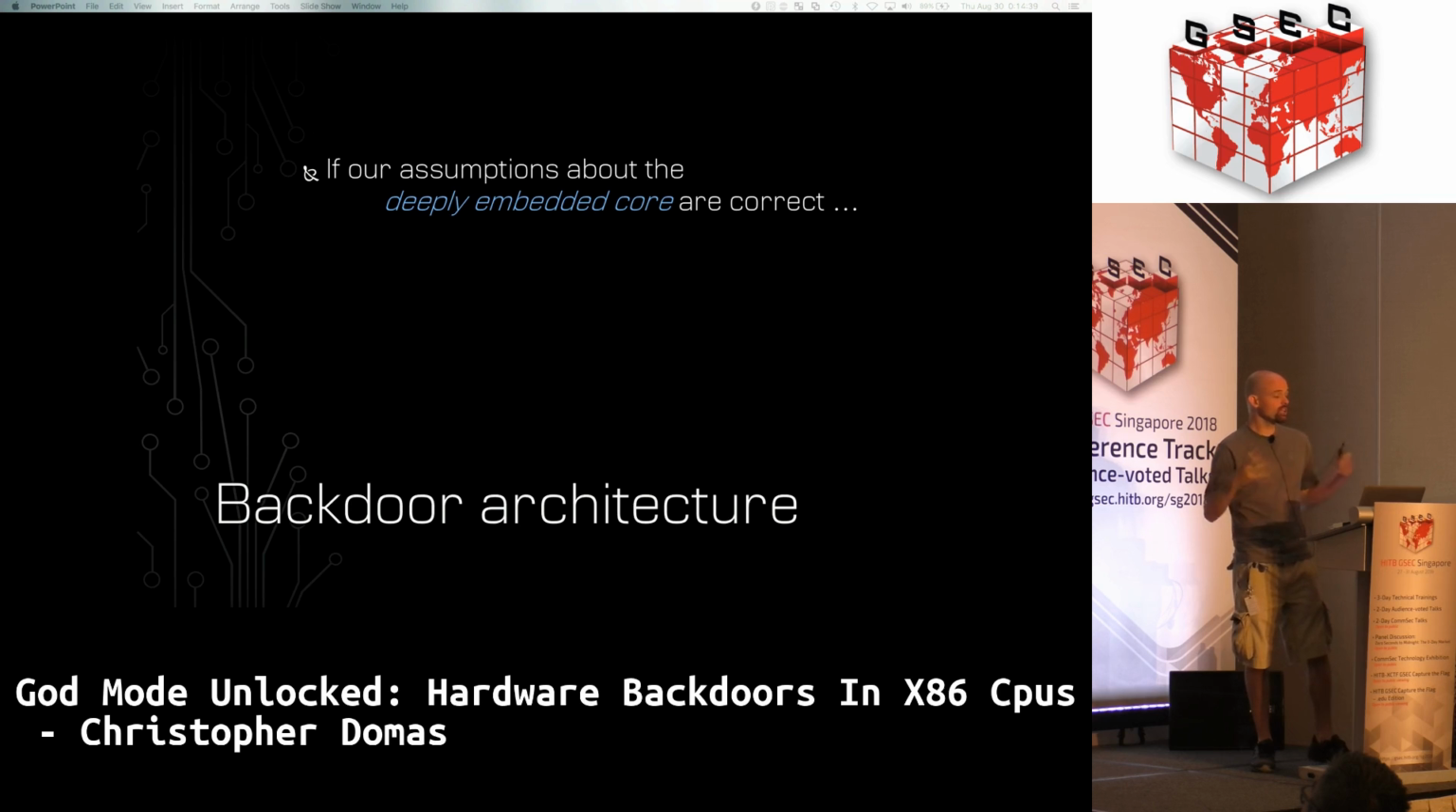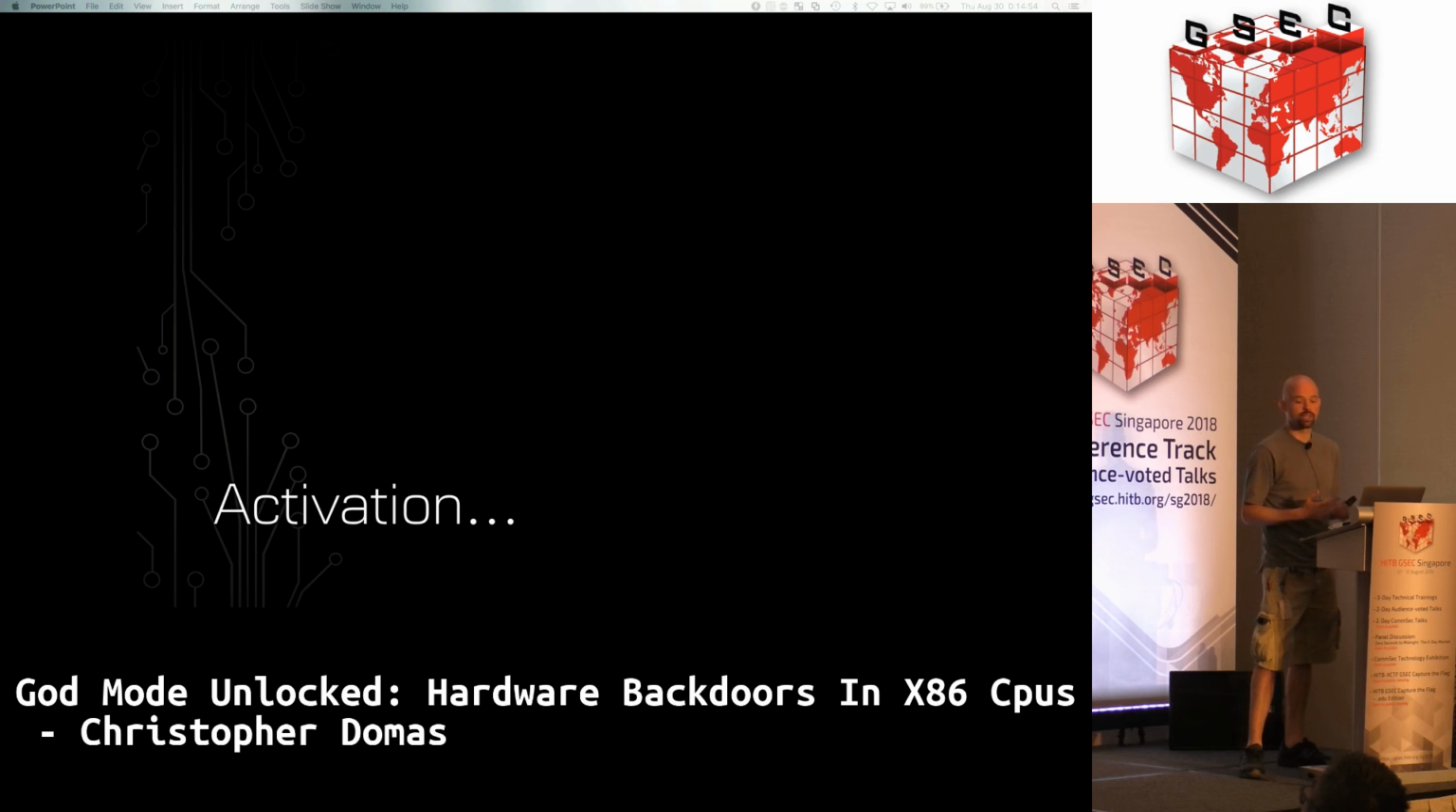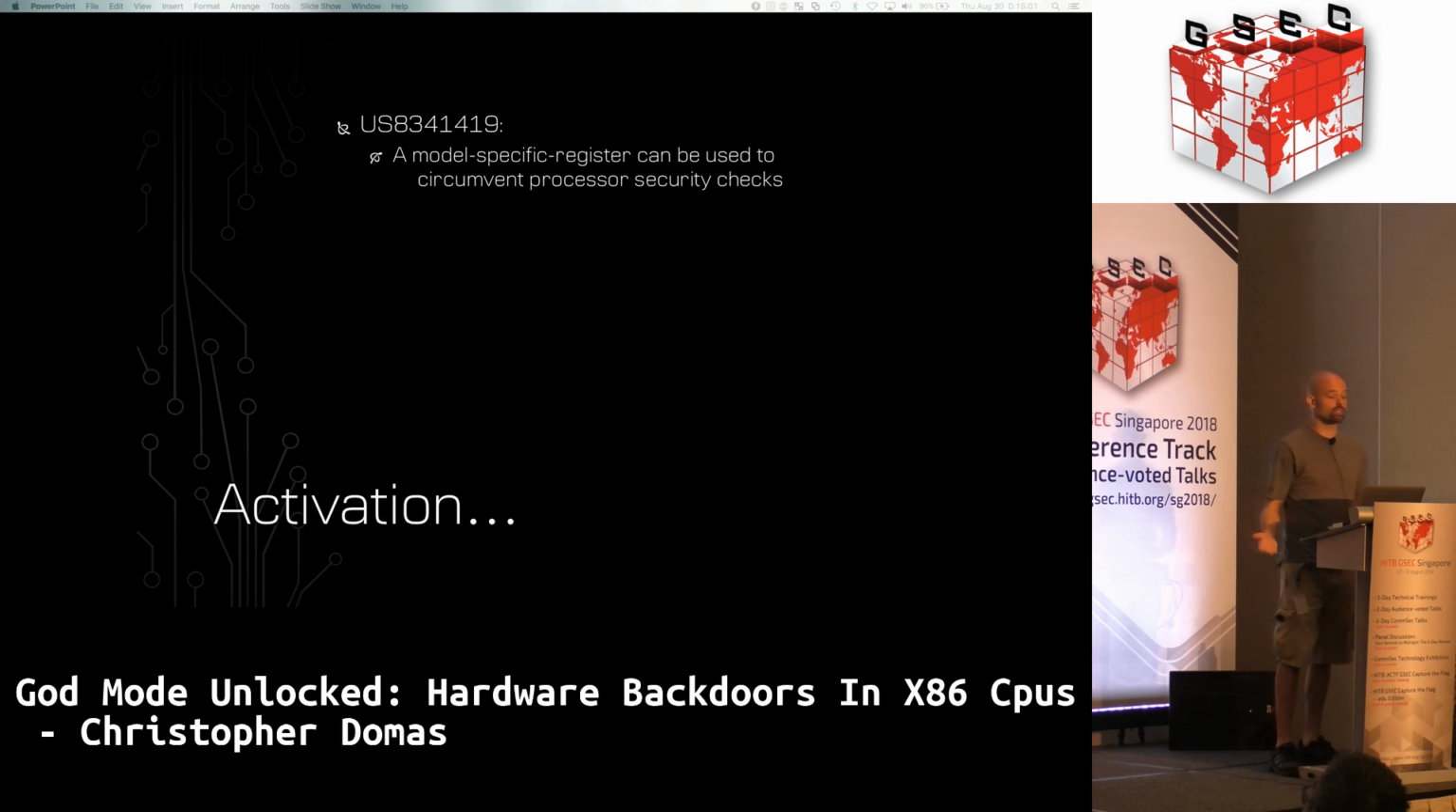So putting all these things together, if our assumptions about this deeply embedded core are correct, then theoretically it could be used as a sort of backdoor. It would give you some way to surreptitiously circumvent all of the processor security checks. But then the first question is, if this thing really exists, how do I even activate it? So let's look at how we can figure that part out.